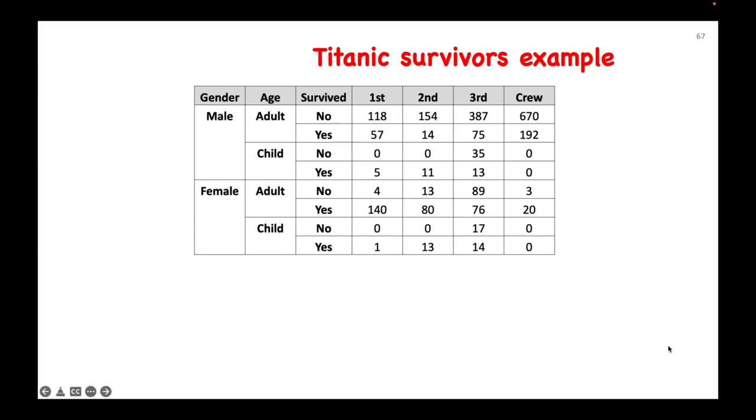Okay, so it shows how many people, male and female, adult and child, survived, yes or no, from whether they were first, second, or third class or crew. So you'd be glad to see that there were no children in the crew. That's always a good start.